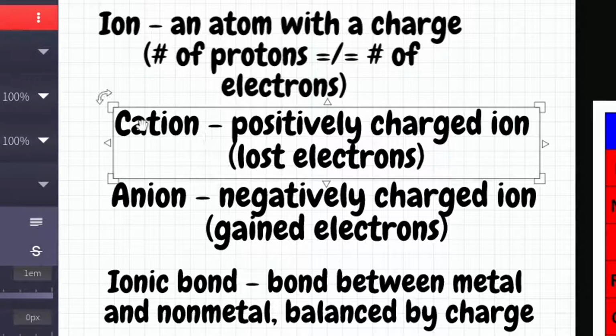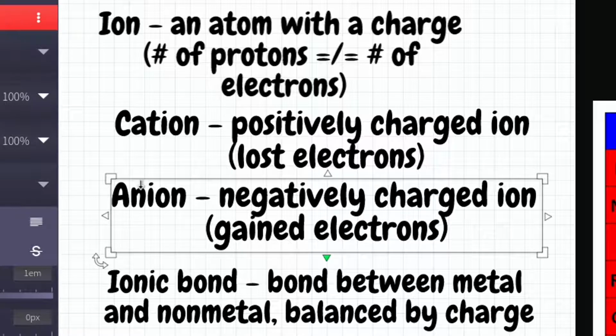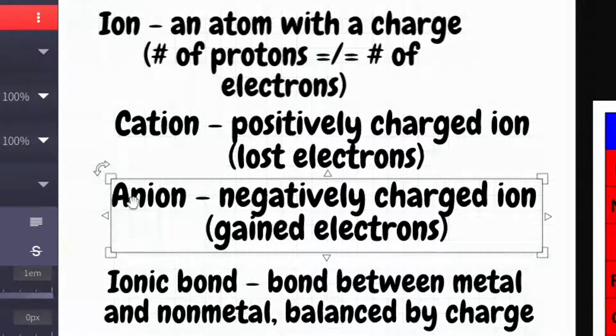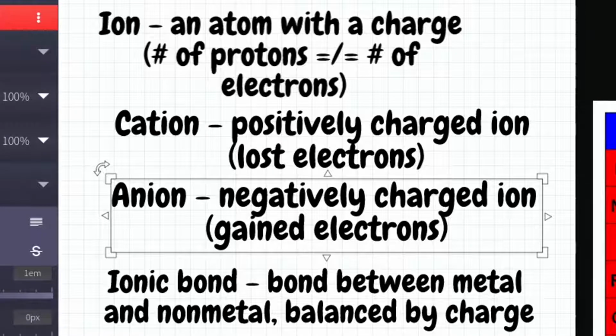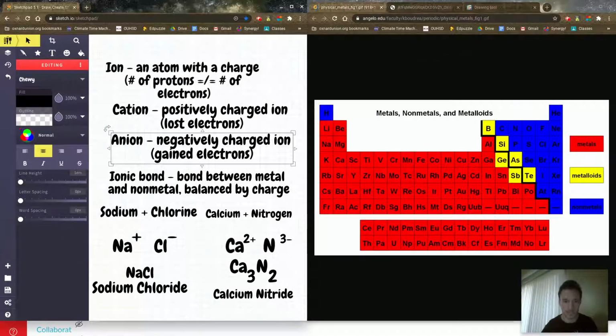A cation is a positively charged atom. That means there's more protons than electrons. An anion is a negatively charged ion. There's more electrons than protons. So when you have a positive and a negative ion coming together, you get an ionic bond. Typically, it's a metal and a nonmetal.